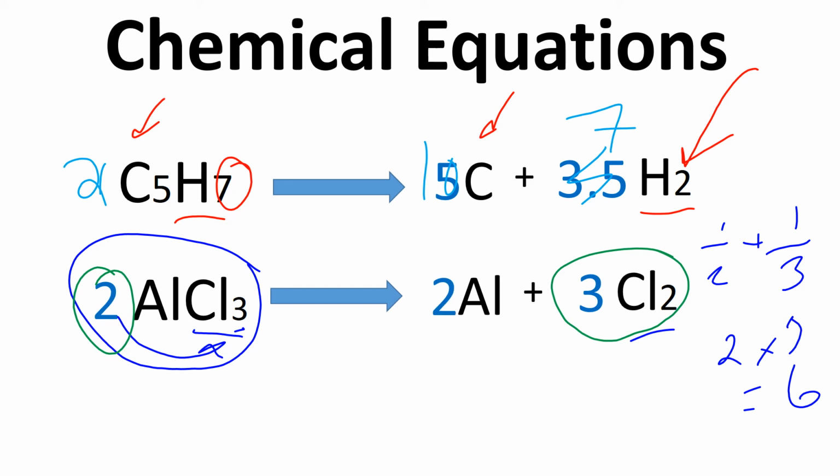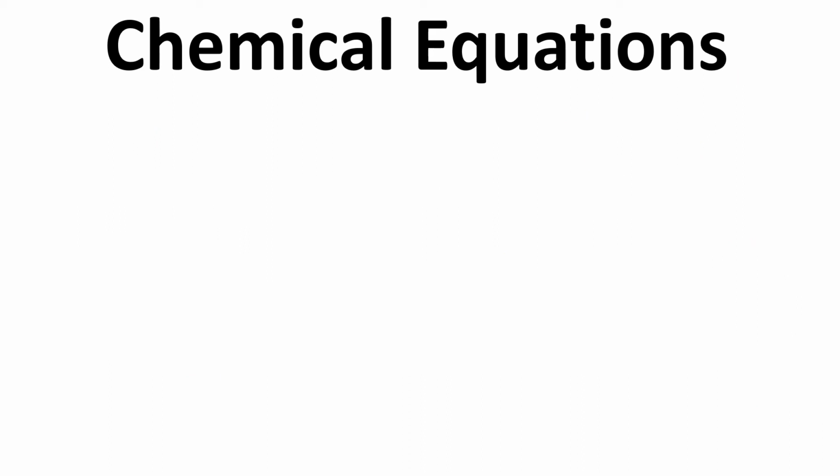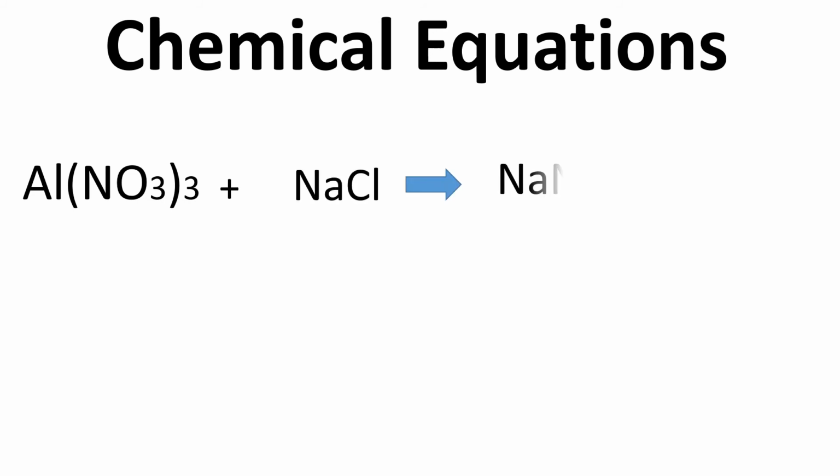And we're just going to simply put a 2 in front of that. And now that gives us 2 aluminums. So everything's balanced: 2 aluminums and 6 chlorines. Okay, in this one we've got aluminum nitrate plus sodium chloride giving us sodium nitrate.